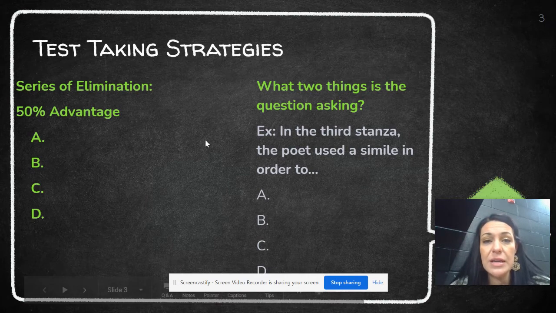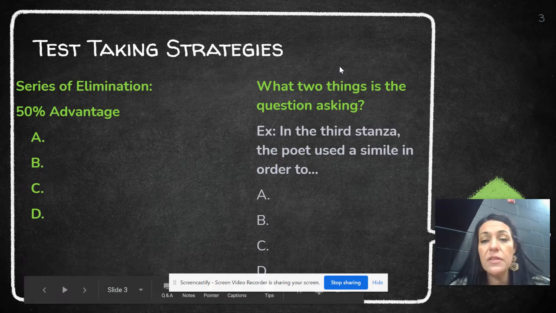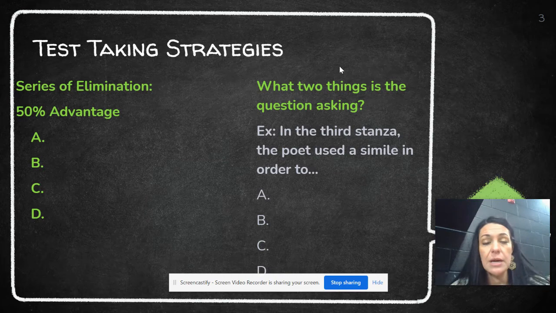And then here's another example. So on this one, it says, what 2 things is the question asking? So oftentimes what I like to tell kids is that if I have a question, instead of getting confused about that question, I can look and say, okay, what are the 2 things mainly it's asking from me? And then I can kind of narrow my focus that way, okay?